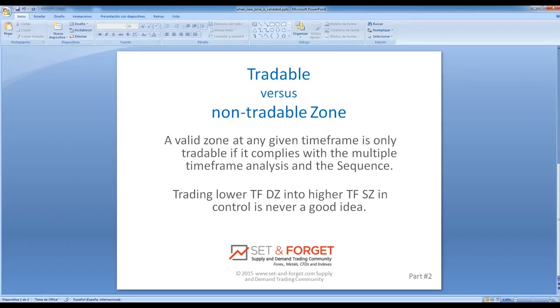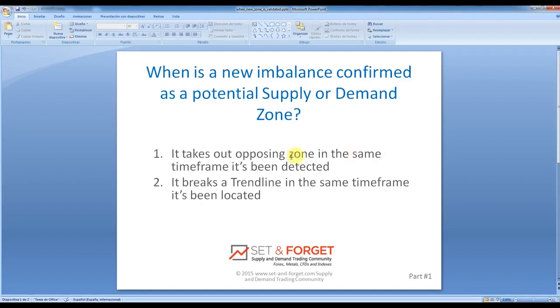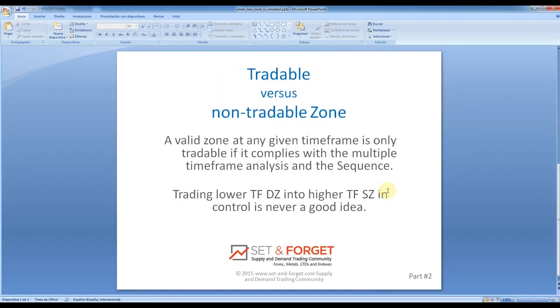Let's talk about a very important feature of zones. As we have discussed in previous videos, a zone is valid when it takes out an opposing zone in the same time frame being detected, or it breaks a trend line in that same time frame. That's good. Okay, but that doesn't mean that it's a tradable zone.